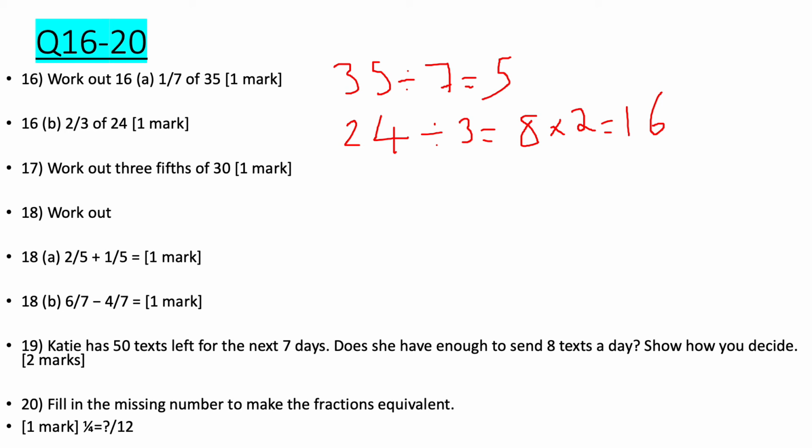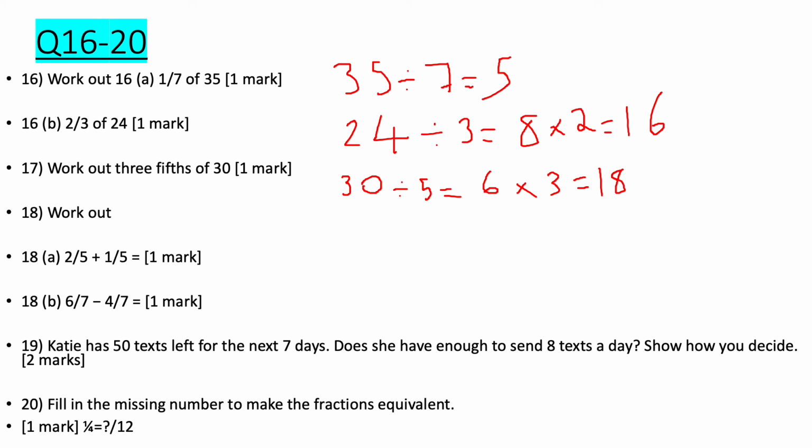Question number 17. Work out 3/5 of 30, or 30 divided by 5 is 6. Multiply my answer by 3, because it's 3/5, I get 18. So the answer for question 17, guys, is 18.